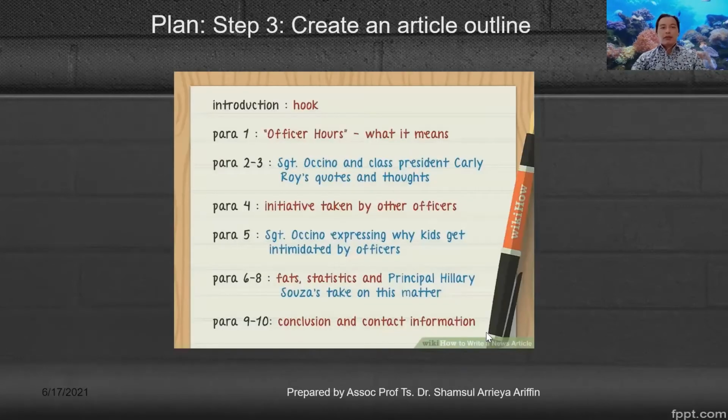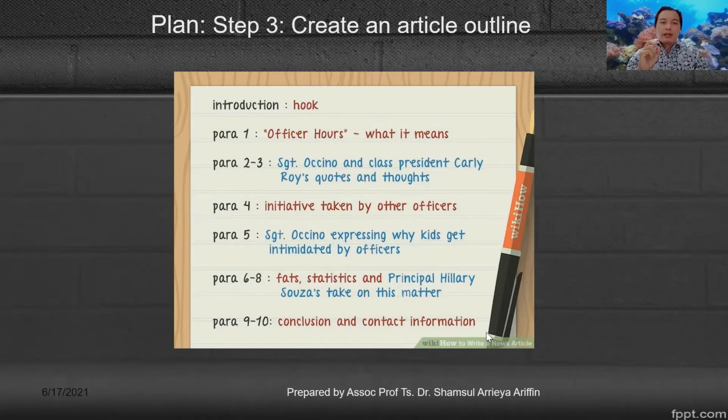Now for the planning, step 3, create an article outline. So as you know, when you write the article, you have the introduction. The introduction is always the hook. Hook means that it must be catchy, right? You want to invite someone to read your article. If you want to invite them, the first paragraph, or the first introduction, must be very catchy so that the reader will keep on reading your article. So it is like a hook.